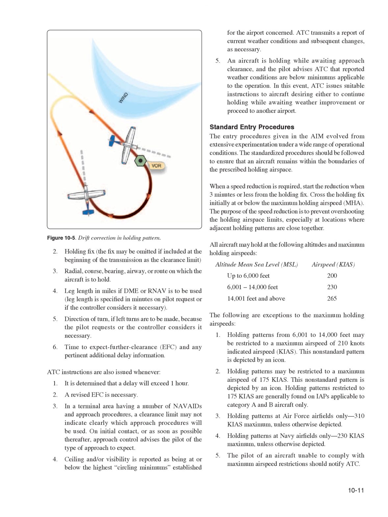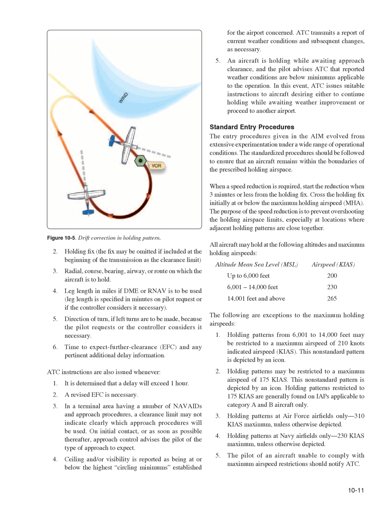Standard entry procedures. The entry procedures given in the AIM evolved from extensive experimentation under a wide range of operational conditions. The standardized procedures should be followed to ensure that an aircraft remains within the boundaries of the prescribed holding airspace. When a speed reduction is required, start the reduction when 3 minutes or less from the holding fix. Cross the holding fix initially at or below the maximum holding airspeed, MHA.